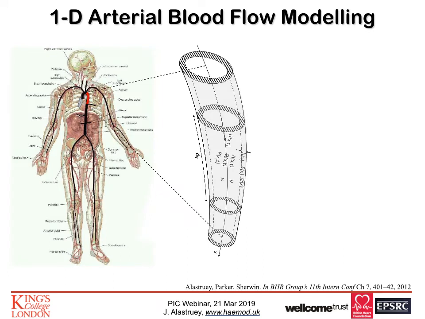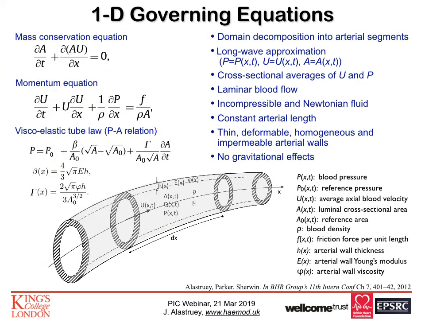In the 1D formulation, the arterial network is decomposed into arterial segments connected to each other at nodes. Each segment is simulated as a thin, deformable tapered tube whose properties can be described by a single axial coordinate x. Then, using the physical principles of conservation of mass and momentum, and applying the list of modeling assumptions on the right, we obtain a system of partial differential equations that govern blood flow in each arterial segment.